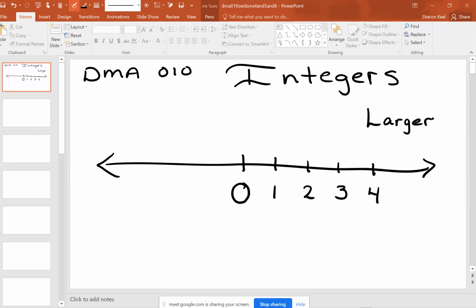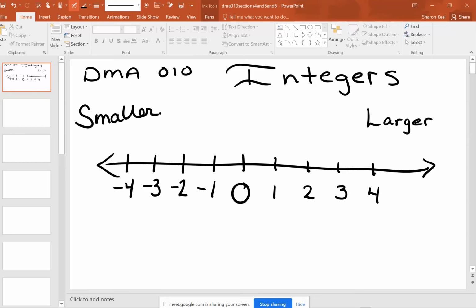The number line is like a mirror image of each other. So when we go to the left of 0, we're going to have -1, -2, -3, -4. As we go left, our numbers are going to be getting smaller, okay?